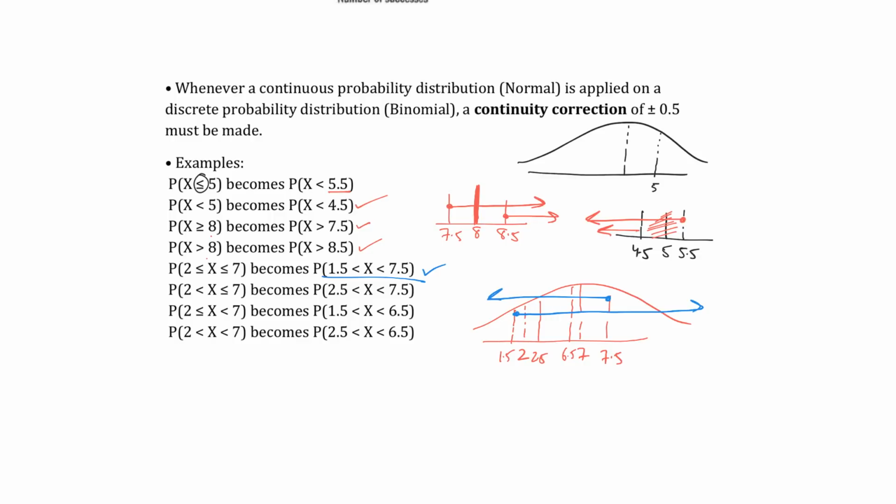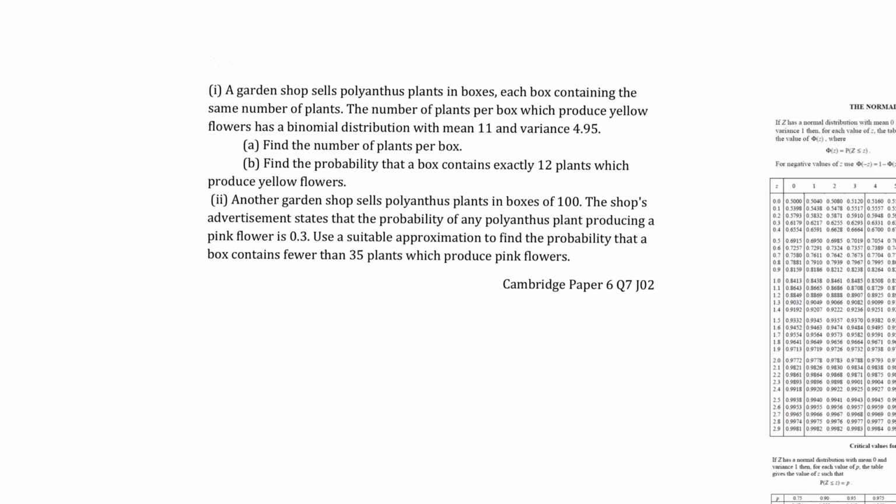And now you can also try out why this becomes this. The continuity correction of x greater than 2 and less than 7 means that you don't want 2 and you don't want 7, so you will take the region greater than 2.5 and less than 6.5. So this is how you will do continuity correction.